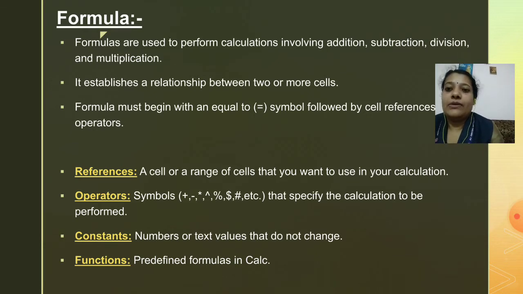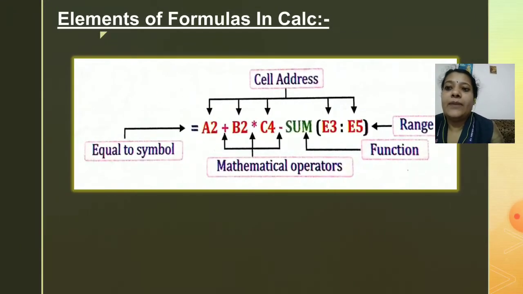Now we will move to the next topic, that is elements of formulas in Calc. You can see the picture. In this picture, A2 plus B2 into C2 minus sum of E3 whole and E5. This is the equal to symbol. You are starting with the equal to symbol, and this is the cell address. You can see this all we call as a cell address. And plus, multiplication, minus, these all we call as mathematical operators.